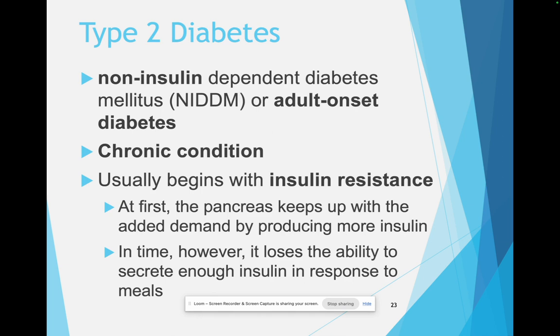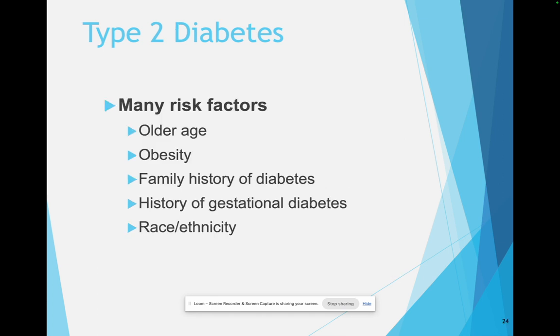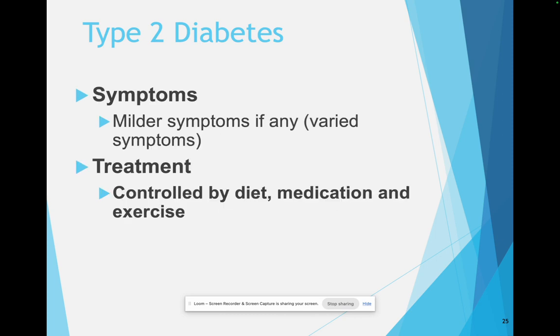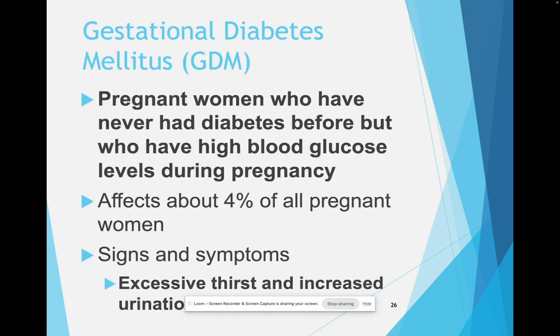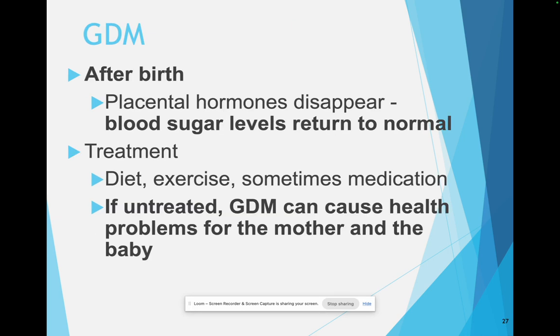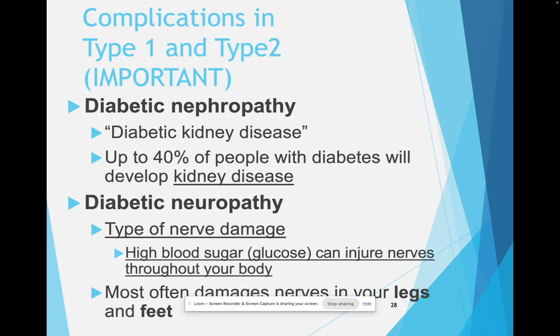Type 2 is a chronic condition, an adult-onset diabetes. Risk factors are older age, obesity, race, and ethnicity. There are often no symptoms, and treatment is diet, medication, and exercise. Some women during pregnancy also develop high blood glucose levels, and after birth, the blood sugar level returns to normal.